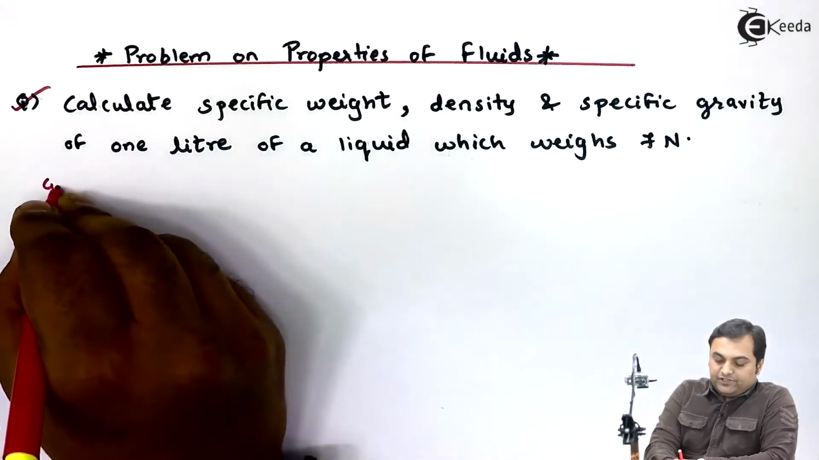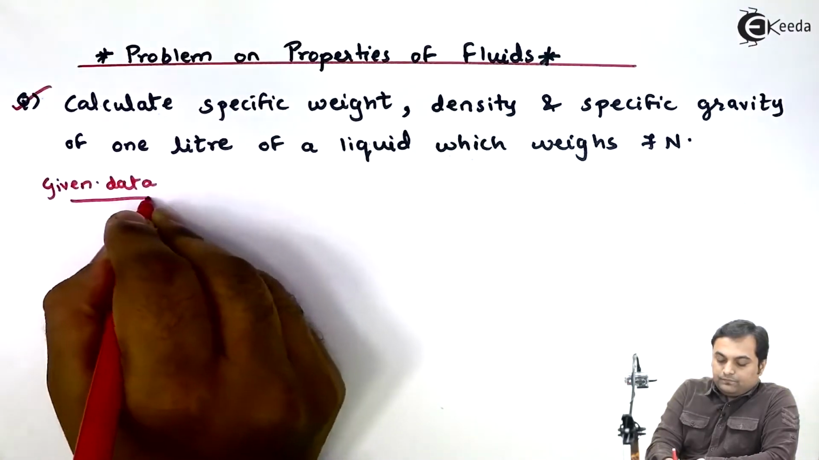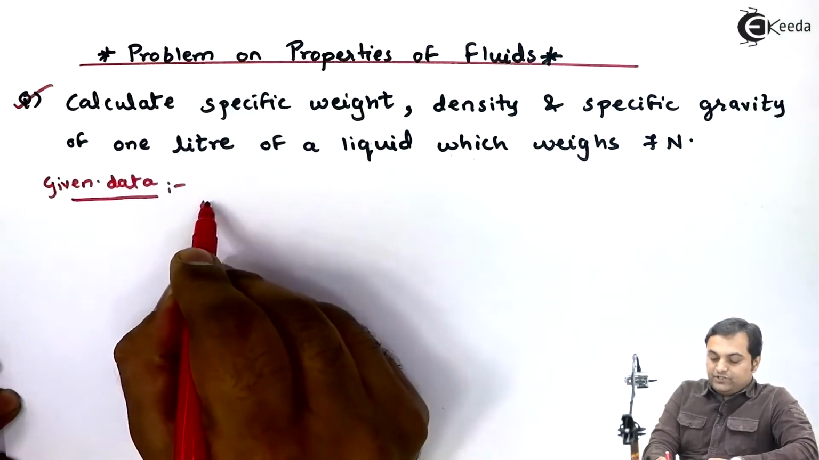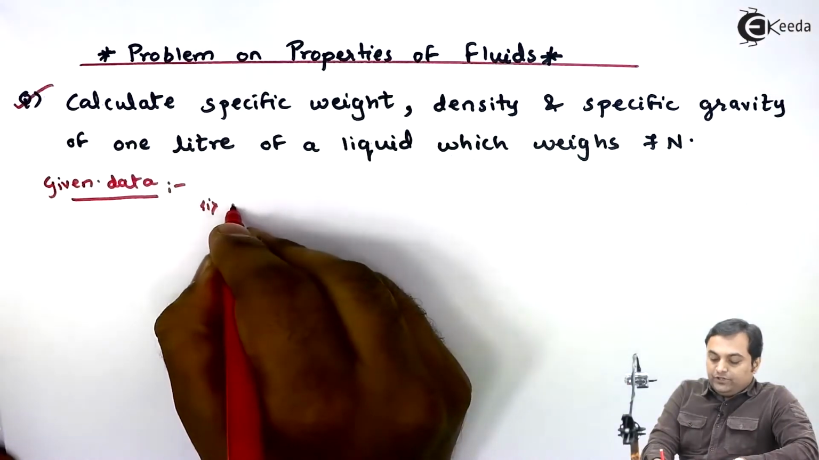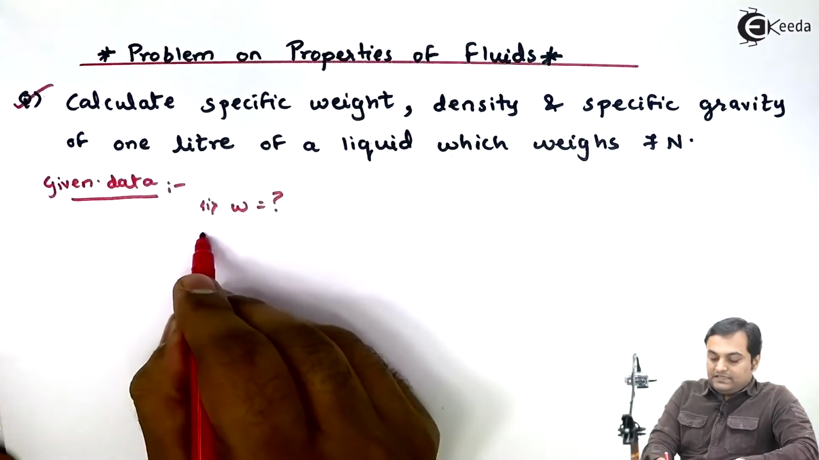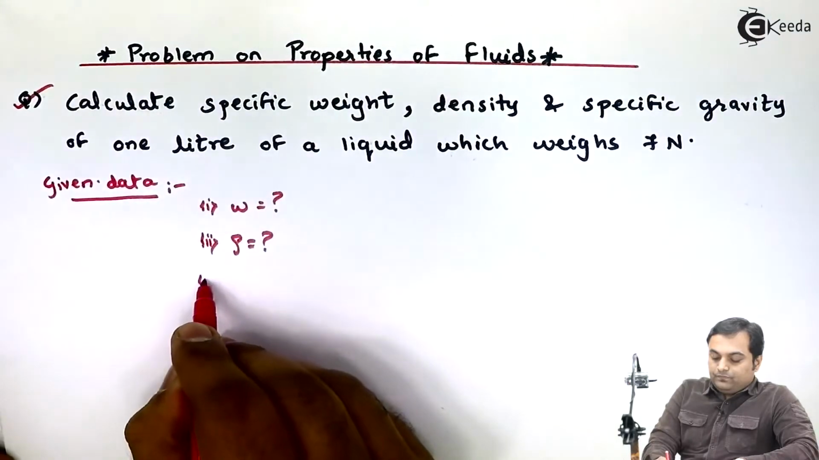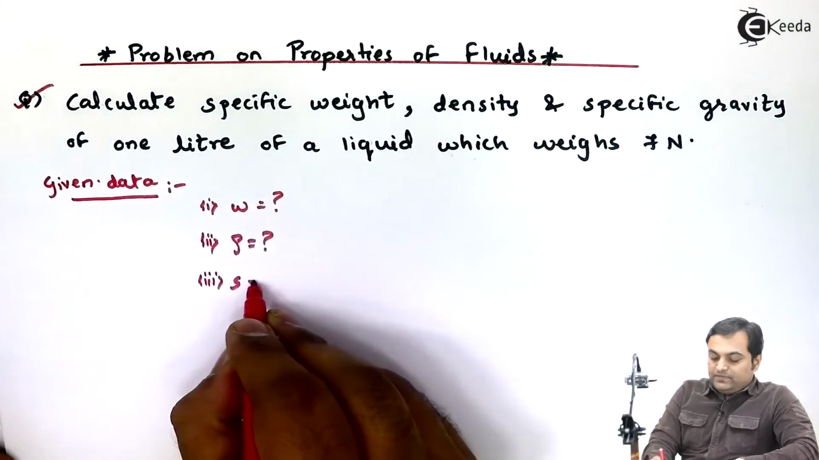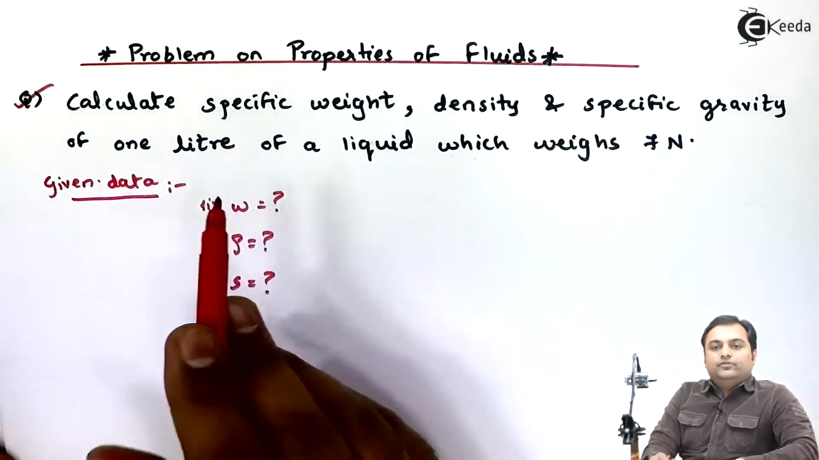I'll write the data for this. So given data. Here we have to calculate specific weight, that is the first question. Specific weight is nothing but weight density denoted by small w. Next, density is mass density denoted by rho. Then the third one is specific gravity denoted by small s. Of 1 liter, this 1 liter is the volume of the liquid.